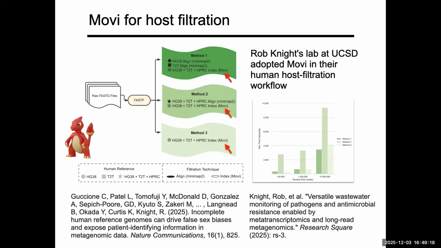Movie caught the attention of at least one other lab. So this is Rob Knight's lab at UCSD. They do a lot of work with human microbiome, and they're, of course, therefore very concerned with filtering out host sequence. Whenever you deal with human microbiome, you want to filter out the human reads for privacy reasons and then also for getting correct answers downstream.